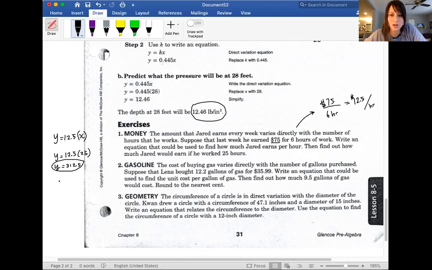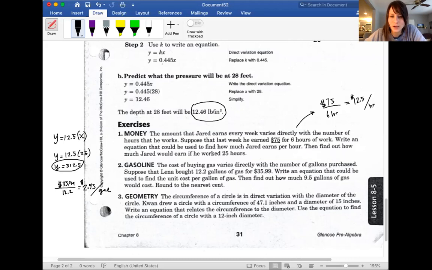So we're going to say $35.99 over 12.2 and plug that in. So it's like $2.95 per gallon. Okay, so that's kind of like the unit rate, right?